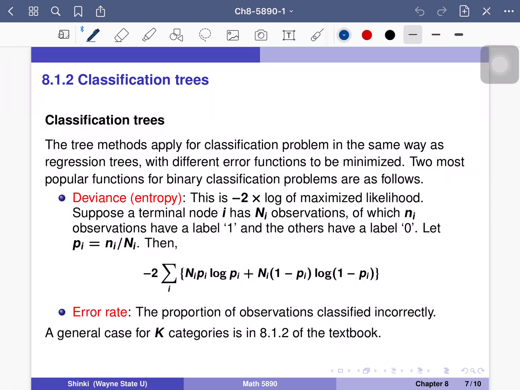So the tree-based methods apply for classification problems in the same way as regression trees, but we have to use different error functions. For regression problems we can use the squared residuals, but for classification problems the response is categorical, so we have to use different error functions. And we have two popular functions. One is deviance or entropy, and the other is error rate.